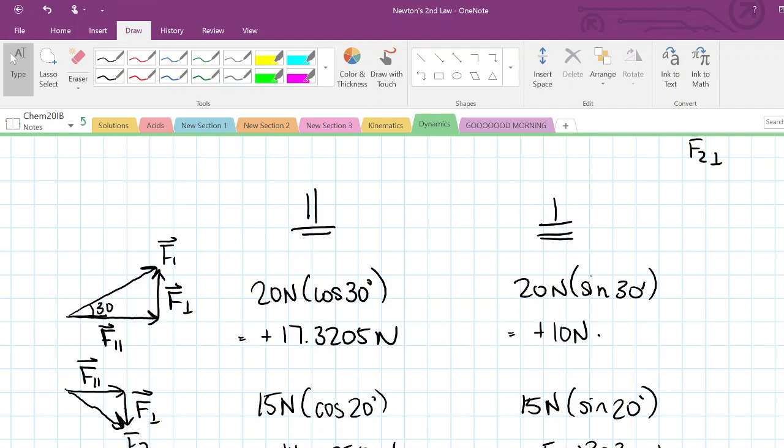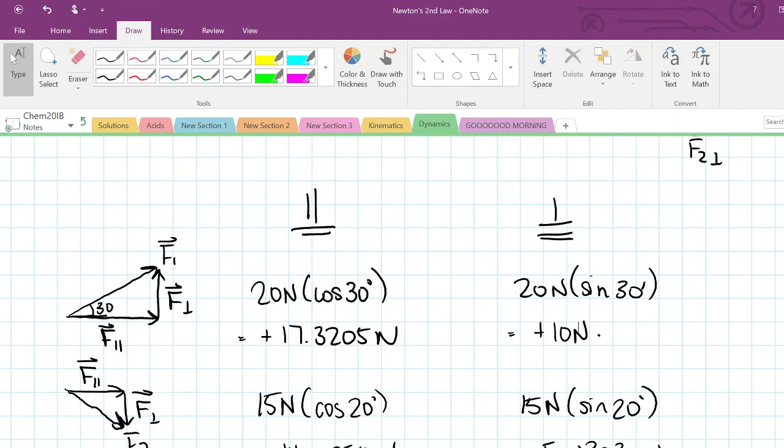So in order to solve for the parallel component, this is adjacent, right? So I'm solving, it's 17.3205 newtons, positive because I'm saying right is positive. The perpendicular is the opposite to the 30 newtons. So I set up my equation here and I get positive 10 newtons. Now I'm not going into too much detail there because we talked about this particular setup quite a bit in kinematics.